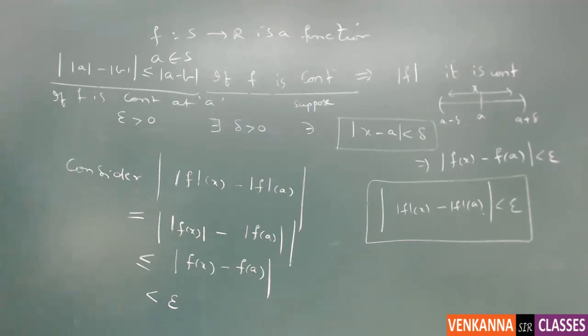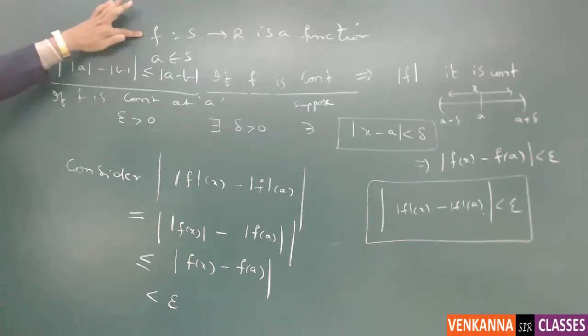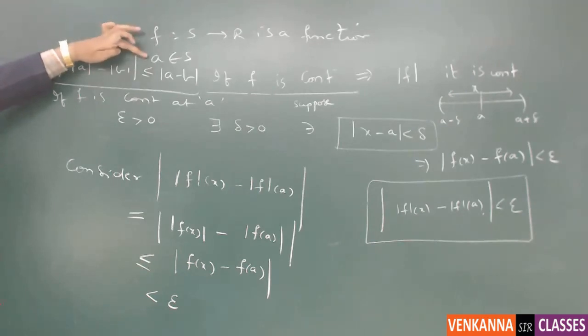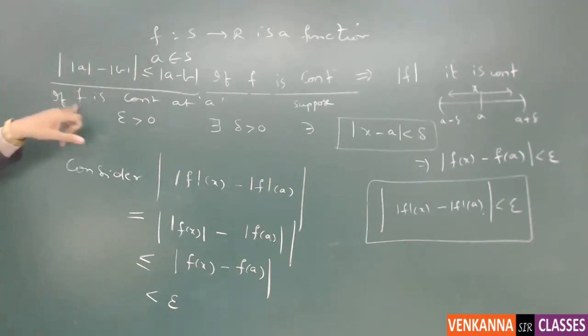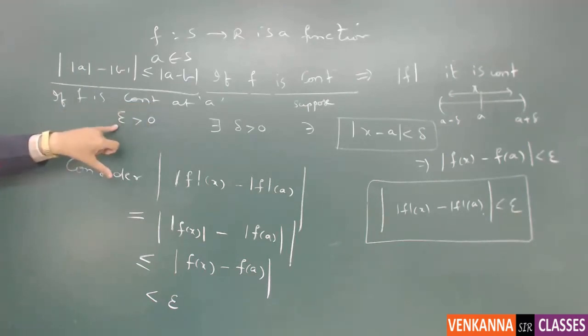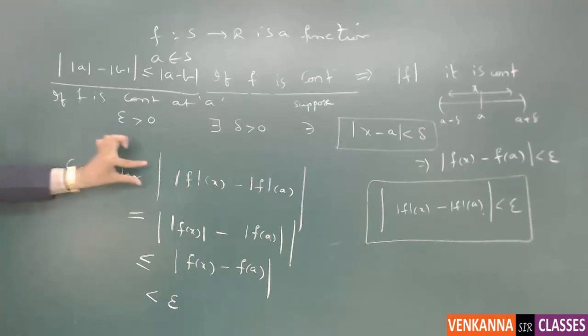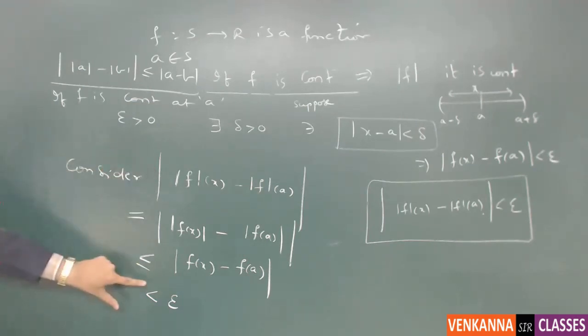That is the solution. So the solution is just 3 lines, not a big proof. The proof is, what I have done so far, I took a continuous function. I took a point. Since f is continuous at a, I have written the definition. To prove that mod f is continuous, I have considered the part and I proved that this is less than epsilon. Therefore, by definition, mod f is continuous at a. It proves our claim. Okay.